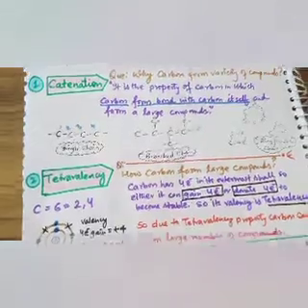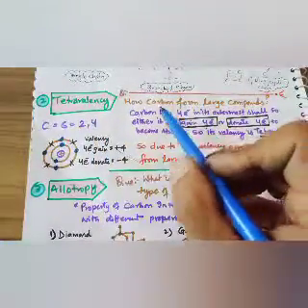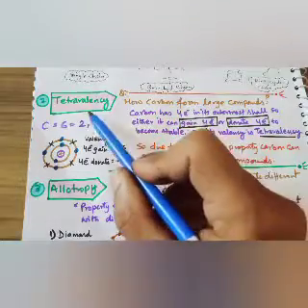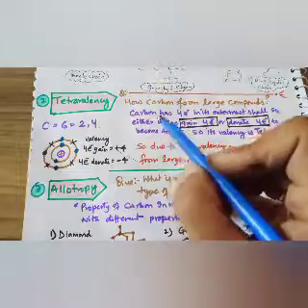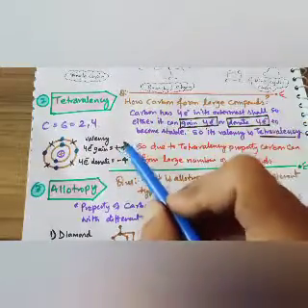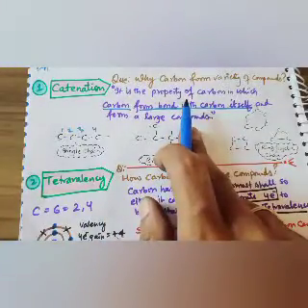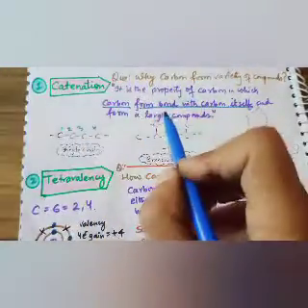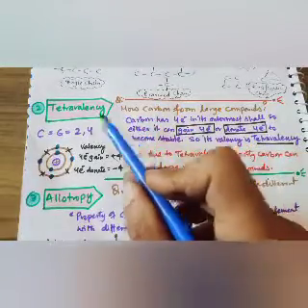The second property is tetravalency. Tetra means 4, and valency means vacant electron orbitals. First, how does carbon form large compounds? This is my question now. Catenation helps us form large compounds and tells us what the large compound is. Now this tetravalency will help us know how carbon forms large compounds.